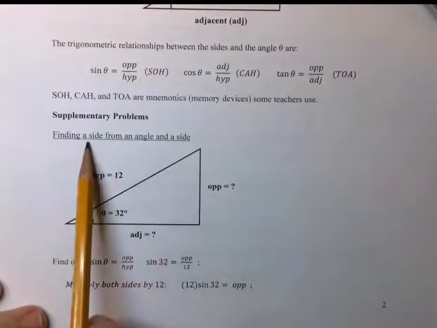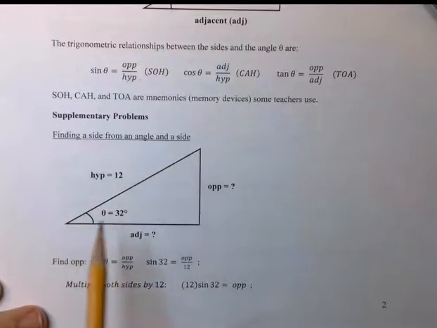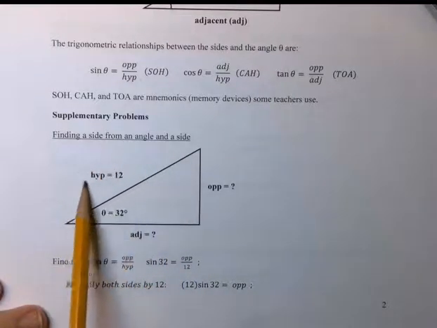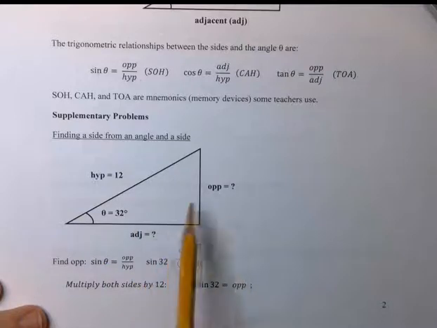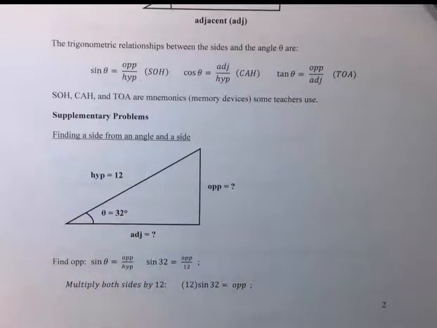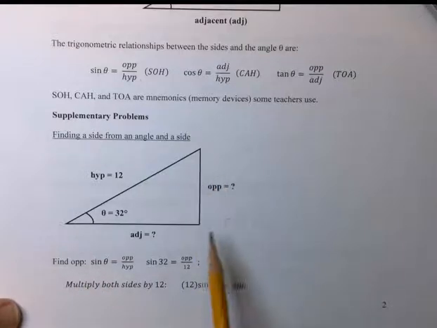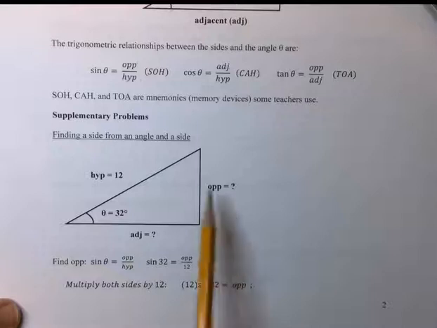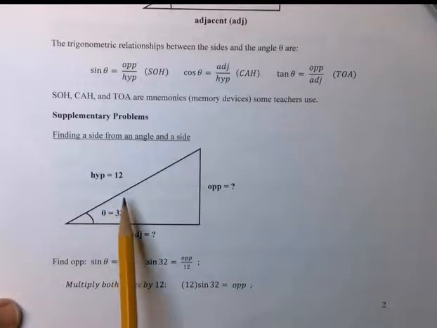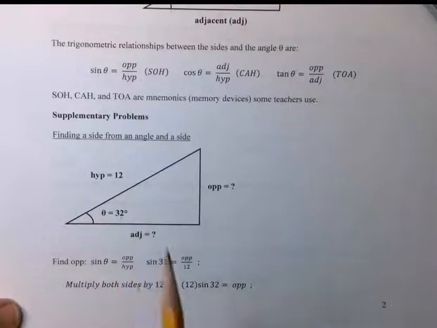So, finding a side from an angle and a side. Here you have one known side. You have two that are unknown, but you do know the angle. So what we're going to do first is find the opposite. So how do you find that? Well, you remember the relationship: sine of theta equals opposite over hypotenuse. Sine of 32, that's your angle, equals opposite over the hypotenuse, which is 12.